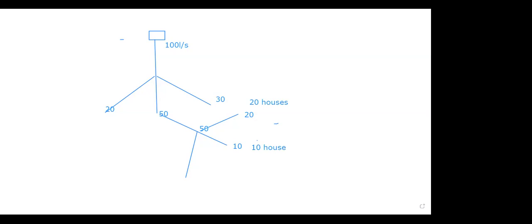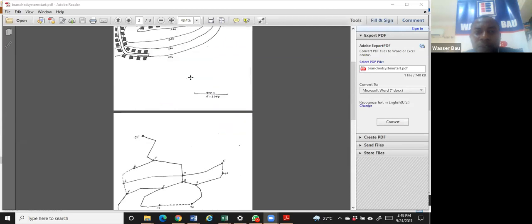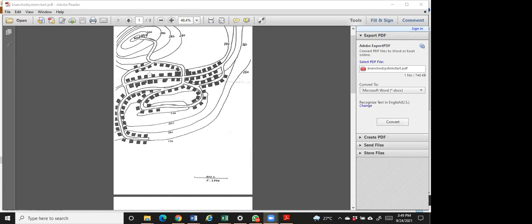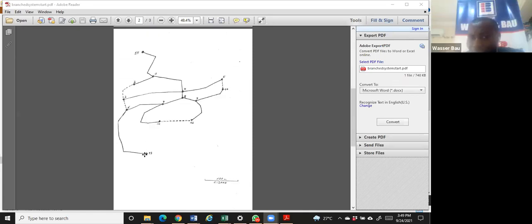It's not the same thing showing on the screen. Okay, sorry. I'm sorry about that. So let's come back here now. If you look at this diagram now, you find out that this is node 13. Look at it here. This is node 13, and this is node 6.